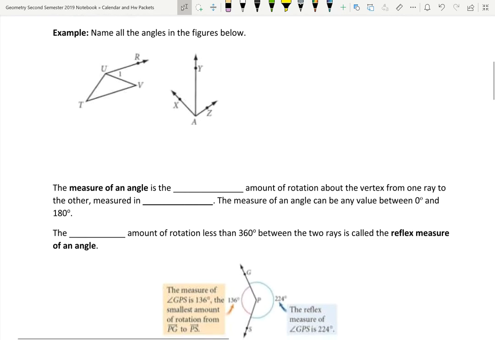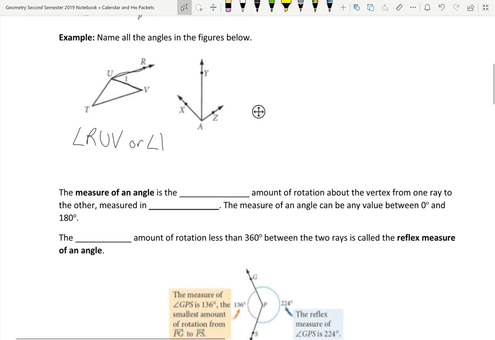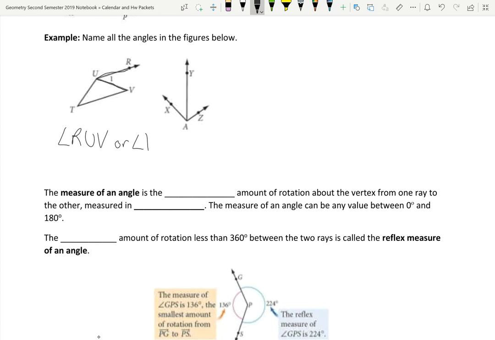So let's go ahead and name all the angles in the figure below. So I can see that here I have angle RUV, or there's the 1 right there, so I can also call that angle 1. And in addition, you can kind of see that there's this angle UTV right here, but there's only one angle with vertex T, so I can just call that angle T, and the other one angle V.